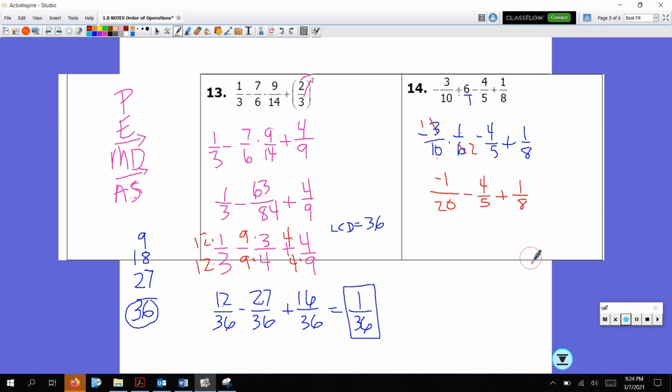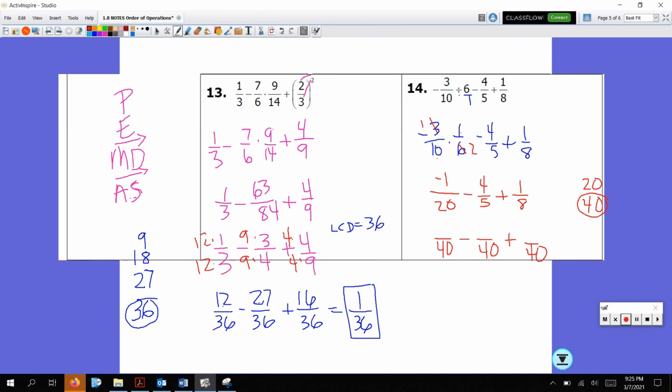I need to find my LCD. The biggest number I have here is 20. We write the multiples of the largest number. 20 times 1 is 20. 5 goes into 20, but 8 doesn't. 20 times 2 is 40. 5 goes into 40. 8 goes into 40. 40 is my LCD. So we're going to rewrite all these fractions with the LCD. Make sure to put the signs down.